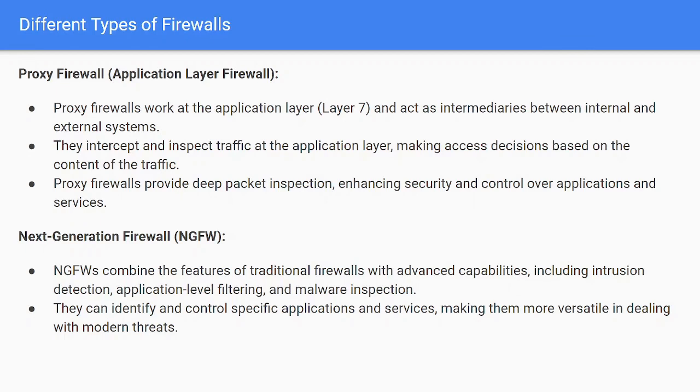the next generation firewall. The next generation firewall combines the features of the traditional firewall with advanced capacity, including intrusion detection, application level filtering, and malware inspection. It's a firewall but it has additional filters, things like advanced capacity, intrusion detection and the rest. They can identify and control specific applications and services, making them more versatile in dealing with common threats. So this is a new generation firewall.